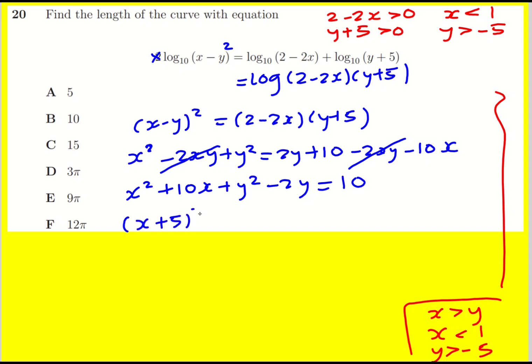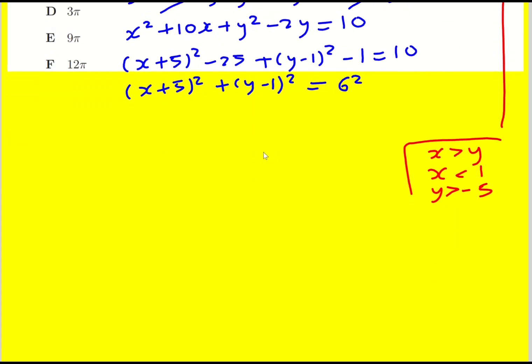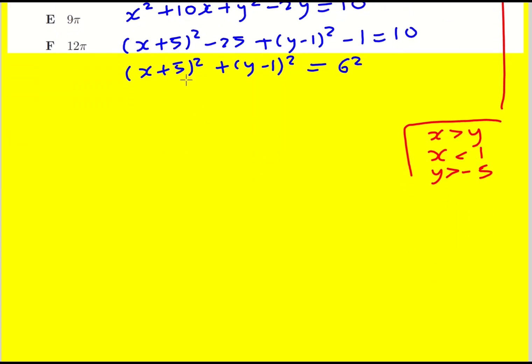(x plus 5) squared minus 25 plus (y minus 1) squared minus 1 equals 10. (x plus 5) squared plus (y minus 1) squared is equal to 36, or 6 squared. And actually, that equation at the start has turned into the equation of a circle with center (minus 5, 1), radius 6. I just want to reinforce again that these conditions in red are also necessary.